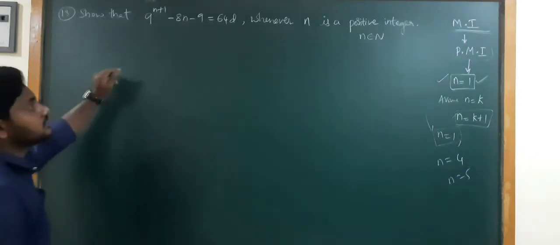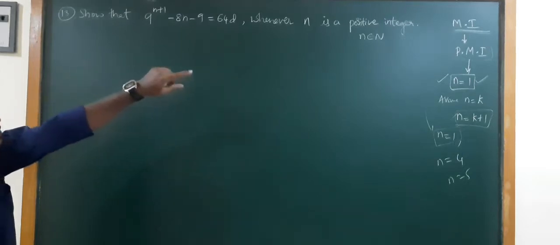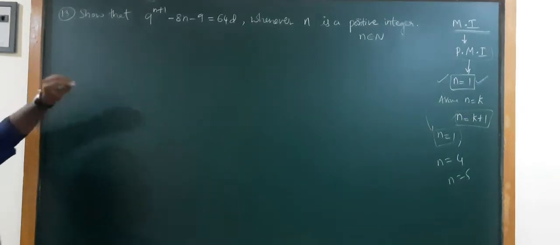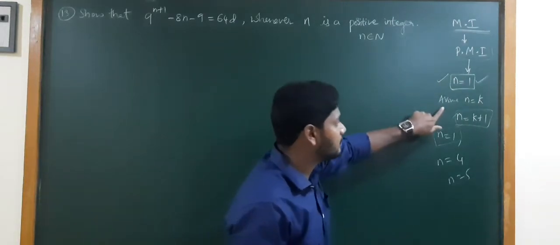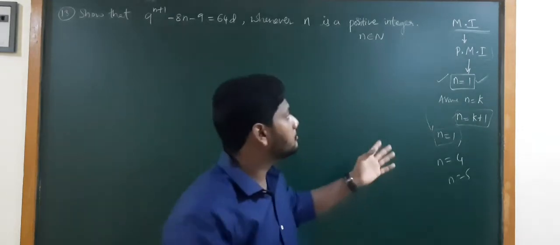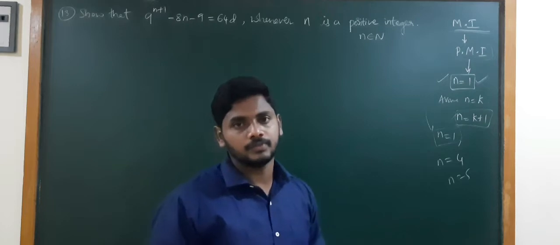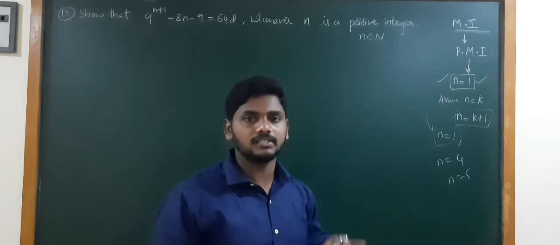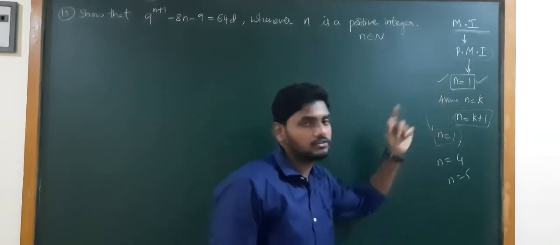So this is a very important method, the principle of mathematical induction. All the problems in mathematical induction are solved only by using this method: n equal to 1, n equal to k, n equal to k plus 1, just substitution. From that mathematical induction chapter you will get one 5 marks question, only one question from that chapter, based on these steps, n equal to 1, n equal to k, n equal to k plus 1.